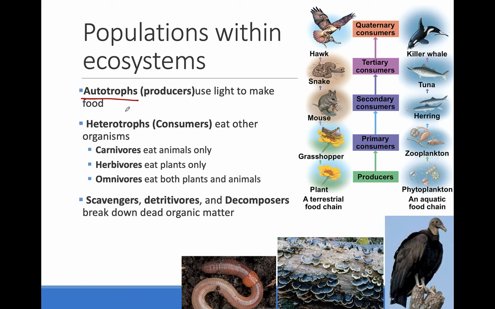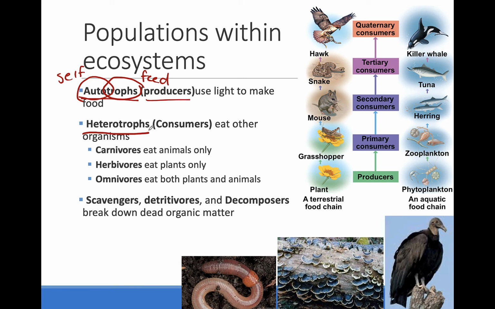Autotrophs produce food for themselves and other organisms, so they are called producers. The word auto means self, and the word troph means feed. Plants, algae, and phytoplankton use photosynthesis to produce food from sunlight.